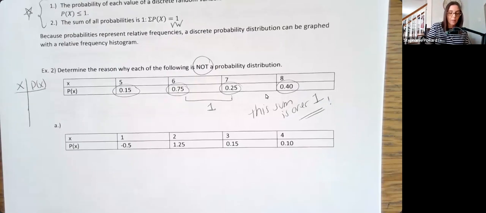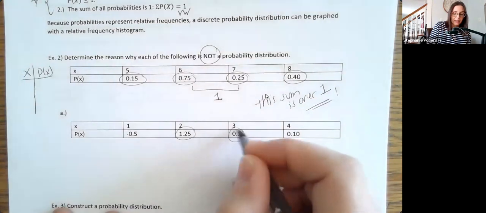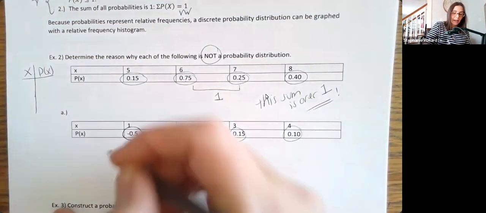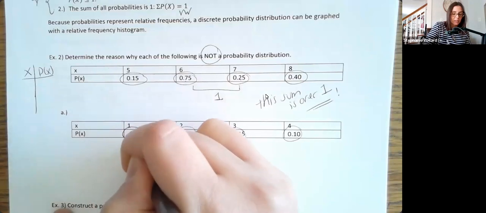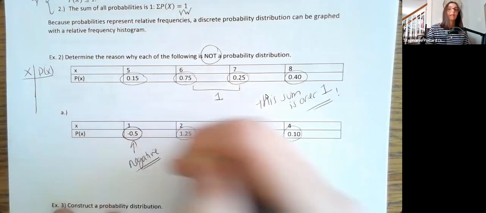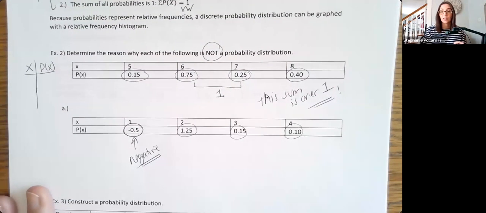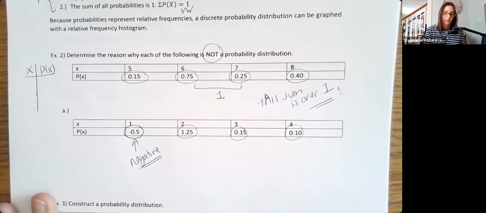In the second example, most of our probabilities look fine, but this one here is problematic because it's negative, right? You cannot have a negative probability. It just doesn't make sense. So again, here's the problem with this distribution. Again, it just doesn't work. So this one is incorrect.